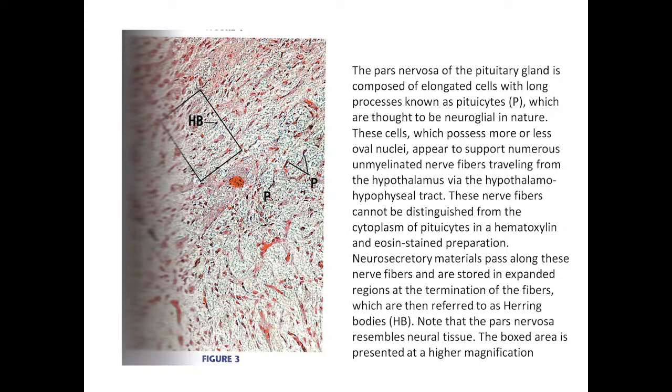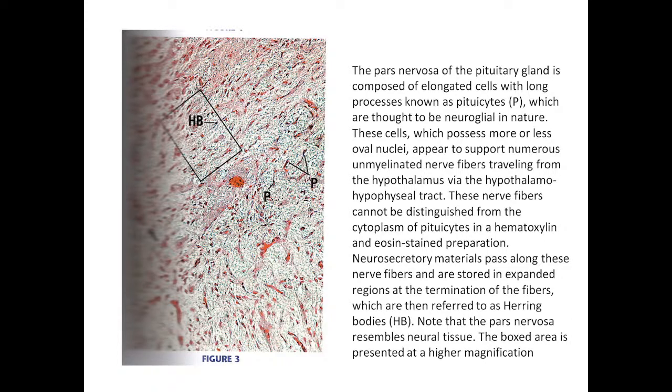The pars nervosa of the pituitary gland is composed of elongated cells with long processes known as pituicytes, which are thought to be neuroglial in nature. These cells, which possess more or less oval nuclei, appear to support numerous unmyelinated nerve fibers traveling from the hypothalamus via the hypothalamo-hypophyseal tract. These nerve fibers can be distinguished from the cytoplasm of pituicytes in a hematoxylin and eosin stained preparation.